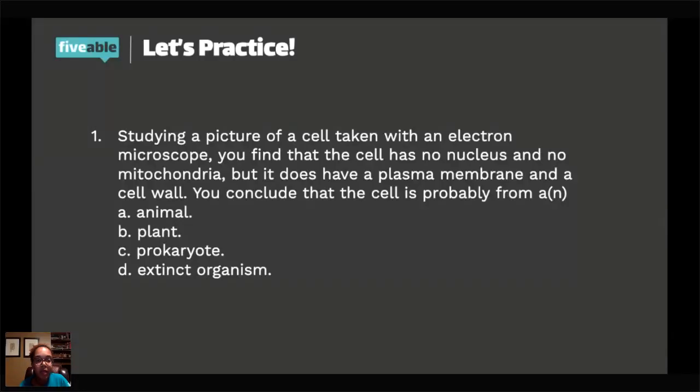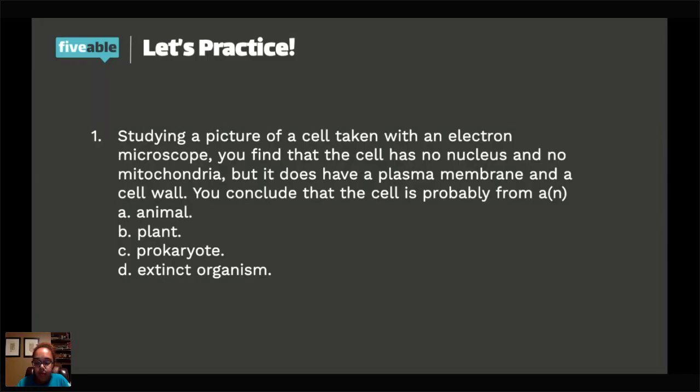And then you have animal, plant, and prokaryote. Animals and plants are both eukaryotes. So if the cell has no nucleus and no mitochondria, it's not an animal or a plant because it's not a eukaryote. They both fall under that umbrella term, which tells you that it's C, a prokaryote. Because again, prokaryotes have no nucleus, no mitochondria, no organelles. They don't have chloroplasts. If it was a plant, it would have them, but prokaryotes don't have organelles.